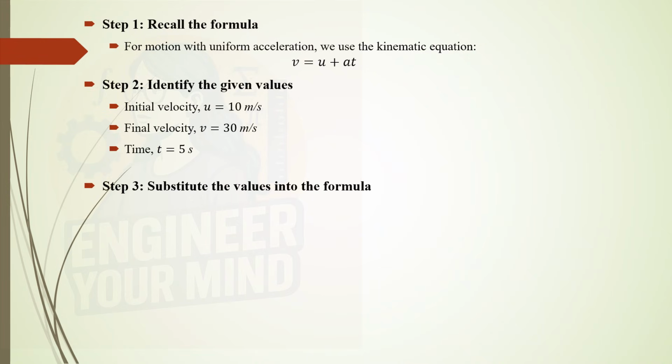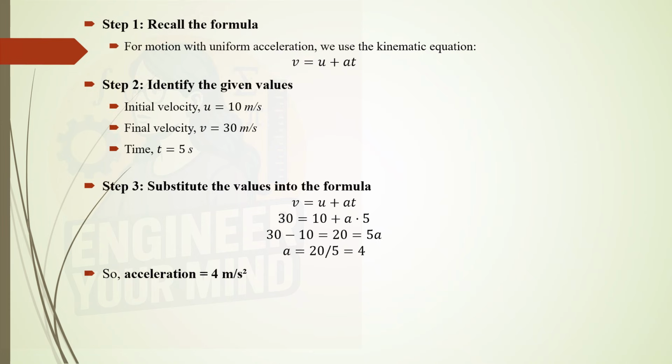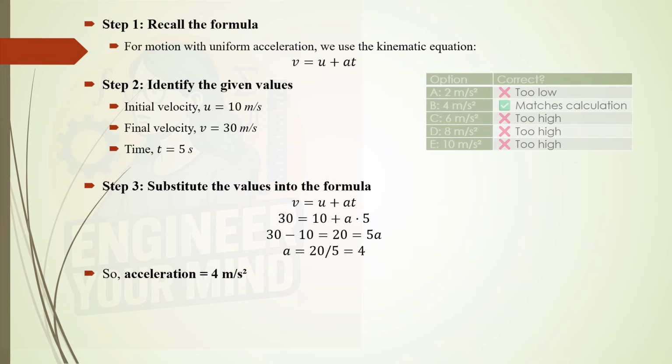Now solve for a. Subtract 10 from both sides. 30 minus 10 equals 20. So we get 20 equals 5a. Now divide both sides by 5. 20 divided by 5 equals 4. So acceleration equals 4 meters per second squared.